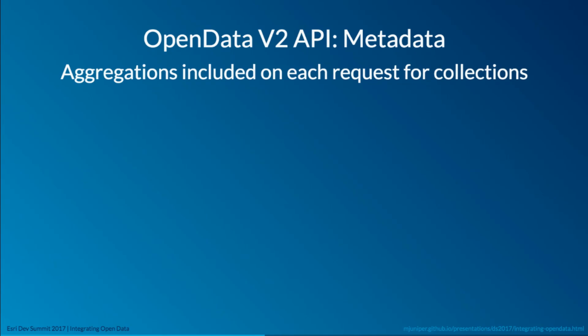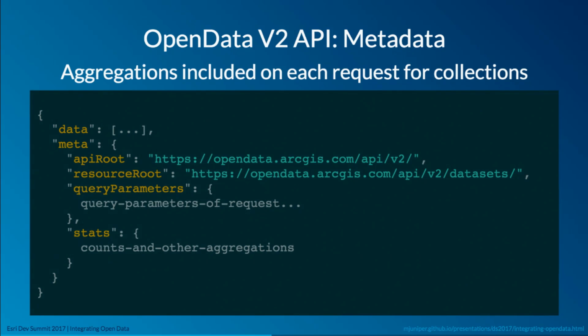Particular to our API, we include a lot of metadata on every request. For example, under the meta key, we will return the API root and the resource root. We will also return an object that contains the query parameters that you sent over, as well as some statistics that will go over counts of records that match your query and other aggregations.